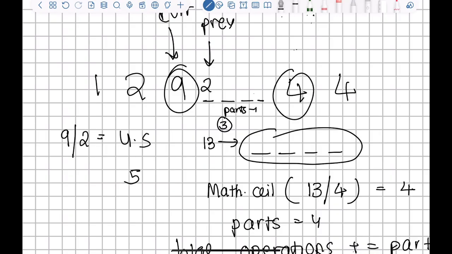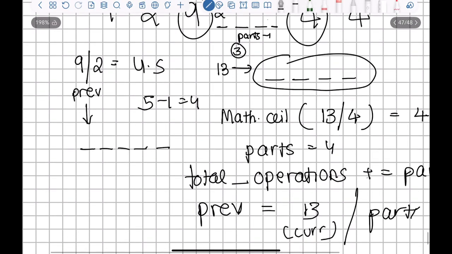So we divide 9 into 5 parts. The number of operations that were added, first it was 3. Initially operations were 0, then it changed to 3. Now we add 4 to 3, because 5 minus 1 is equal to 4. So we added 4 to 3, we got 7. And what would be our new prev? Our new prev would essentially be current divided by 5, and here my answer would be 1.